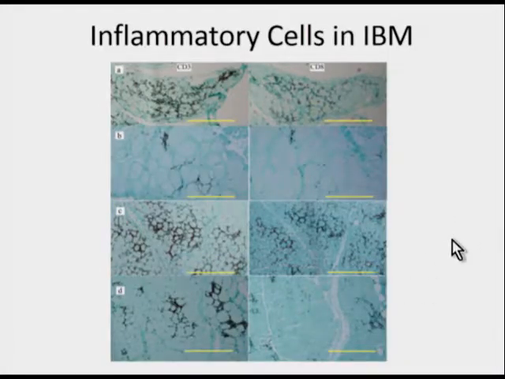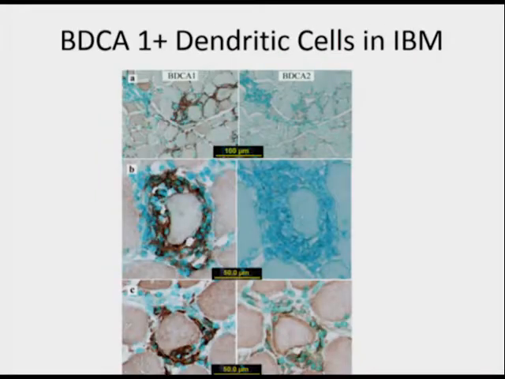The inflammatory cells in inclusion body myositis include CD3 positive T cells, seen here. CD3 is a pan T cell marker. And of these, most of them are CD8 T cells. One can also find BDCA1 positive dendritic cells, not so much BDCA2, but BDCA1 around these fibers and with some incursion into the intact fibers.